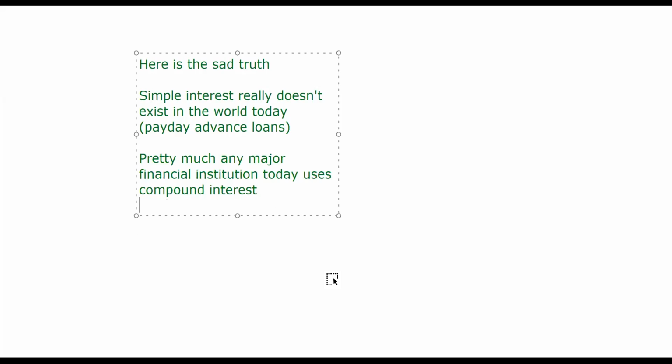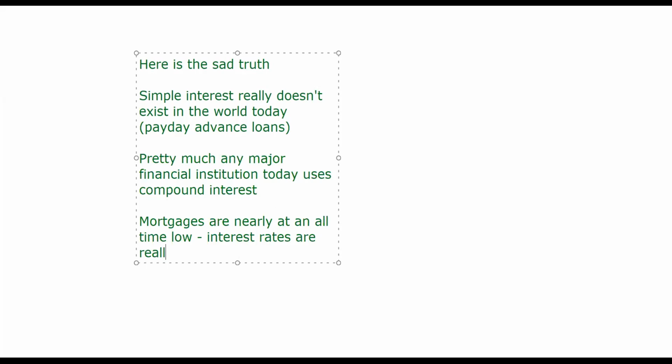Now, there's a few good news things. Mortgages are at or nearly at an all-time low, meaning interest rates are really low. The reason is that the Federal Reserve lends money to banks, which banks then turn around and lend out. The interest that the Federal Reserve charges the banks is low, and the Federal Reserve decides what that interest rate will be. But anyways, interest rates are generally very low right now. If you need to borrow money, you can do it cheaply, because you're not going to have to pay as much in interest. So there is some good news.